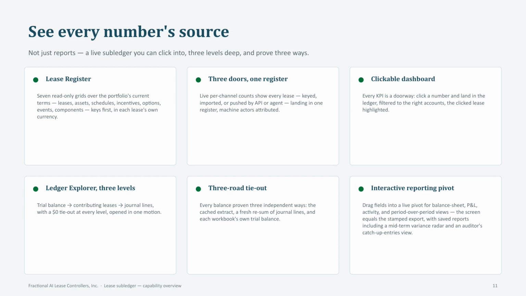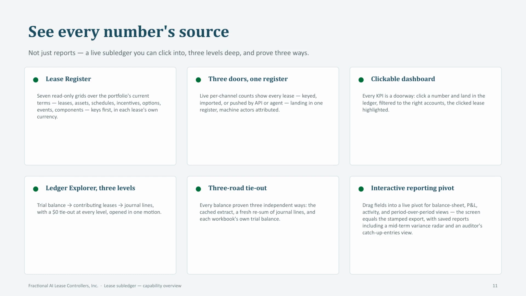And this isn't just reports. It's a live subledger you can click into, 3 levels deep, and prove 3 ways. A lease register. Read-only grids over the portfolio's current terms, each lease in its own currency. A clickable dashboard where every KPI is a doorway. Click a number and land in the ledger, filtered to the right accounts.